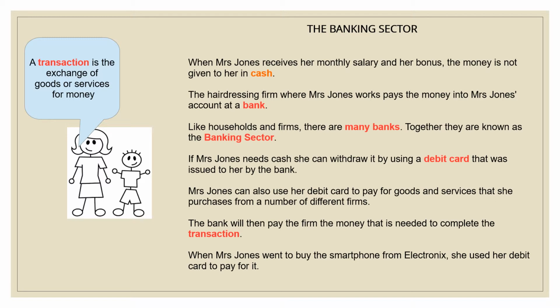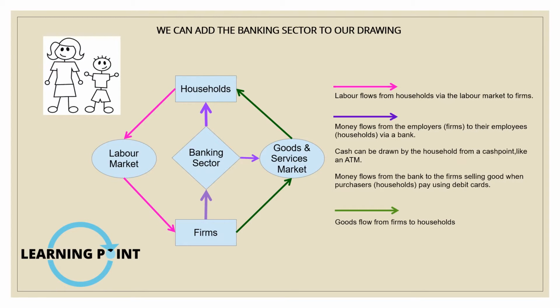So the firm pays the money into Mrs. Jones's bank account, and that then goes back into her household. She then takes her card, walks to the electronics shop and buys the smartphone. So the money goes out of her account and into the goods and services market. That is how the money flows.